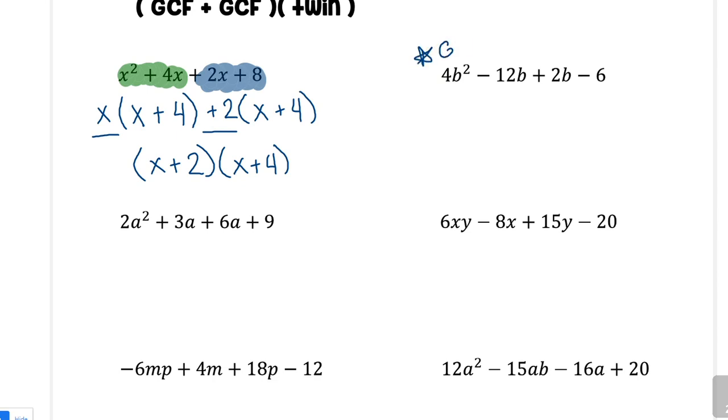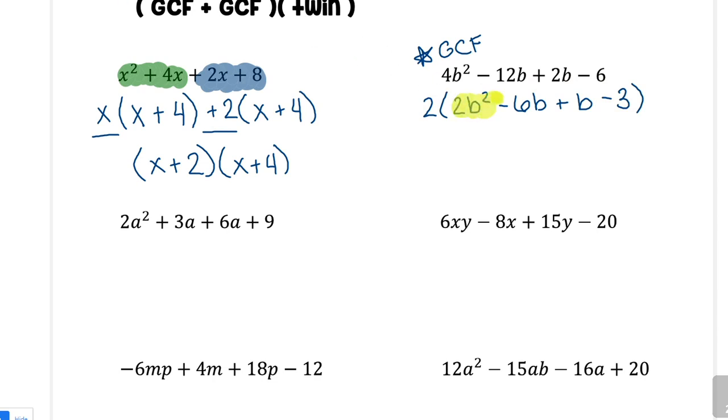So we're going to look at the GCF of the whole thing. So if we factor out a 2, 4 divided by 2 is 2, and then we have b squared. And then negative 12 divided by 2 is negative 6b. 2 divided by 2 is 1, so plus b. And then negative 6 divided by 2 is a negative 3. Now we can factor by grouping. So we're going to split it up.